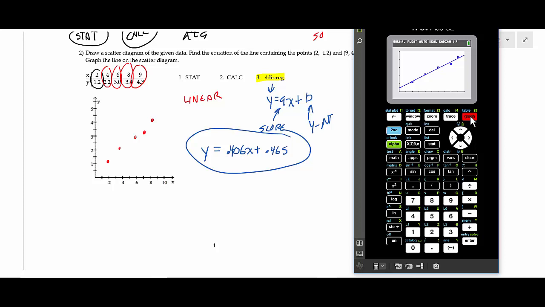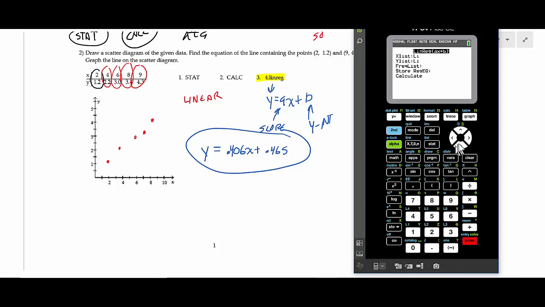You got a question? When you did the linear regression, what did you put in for? Okay, I did 4. So what I did is I went stat, then calc, and then I went down to option 4. There's actually 2 of them. It doesn't matter which one you do. So you just press that, and you just press enter, okay? And then it should do it automatically.